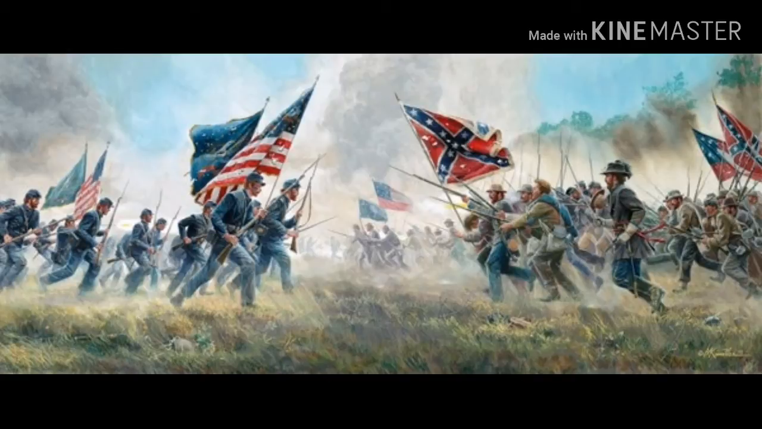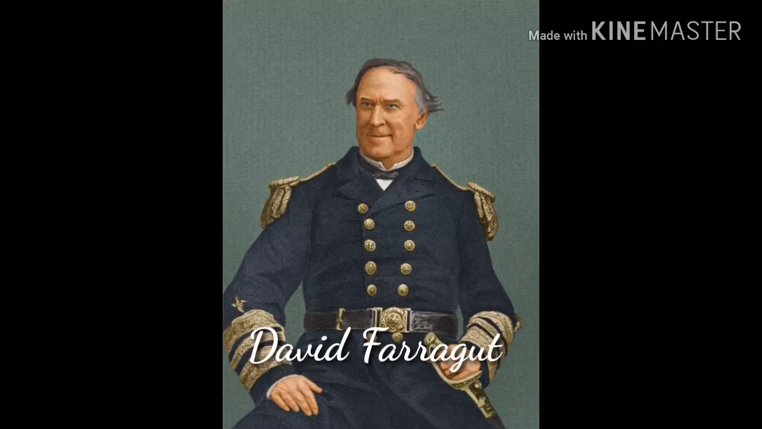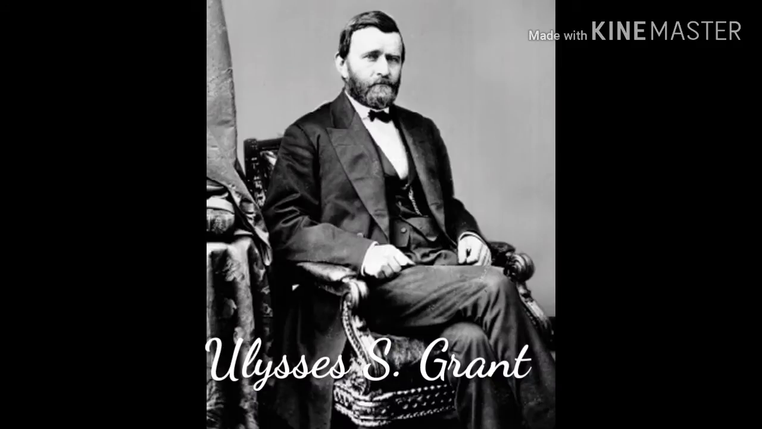In April 1862, a naval officer named David Farragut sailed Union ships into the mouth of the river and captured New Orleans, the largest city in the Confederacy. On July 4, Vicksburg surrendered to a Union army led by General Ulysses Grant. Its fall was a heavy blow to the South.